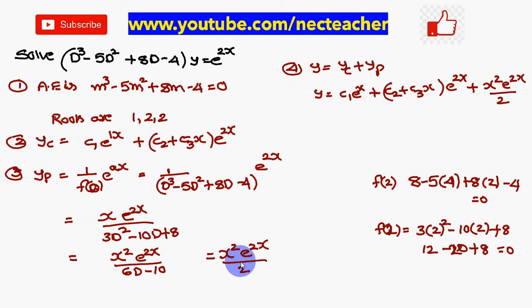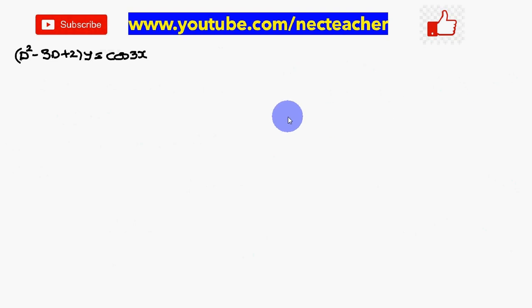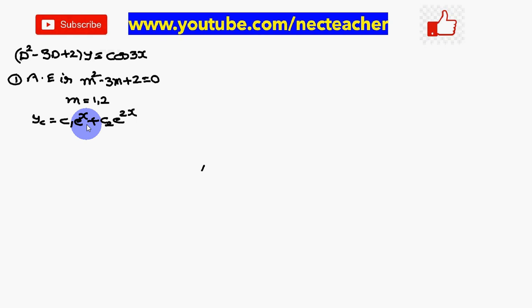Therefore finally y is equal to yc plus yp. Next, here the right hand side is cos 3x. How do you solve this? First find the complementary function. Therefore c1 e power x plus c2 e power 2x. Then 1 by (D square minus 3D plus 2) into cos 3x.